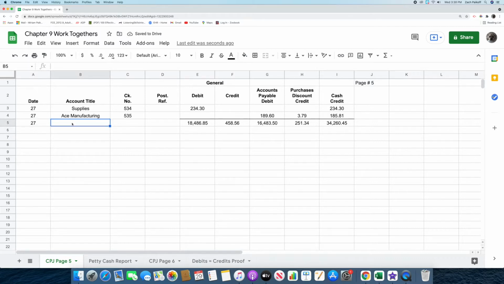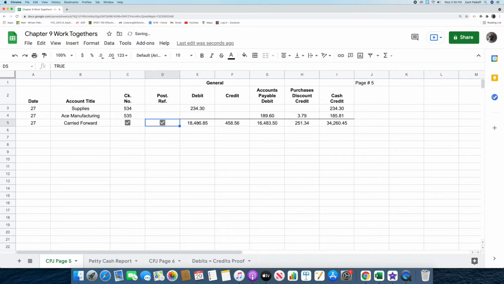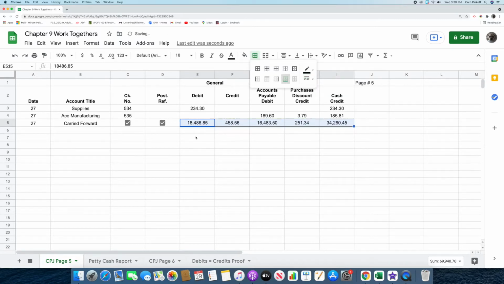After that, we're going to put in the words carried forward in the account title column. After that, we're going to place a check mark in the check number column and also the post reference column. And finally, we're going to draw a double line rule. Okay, so that is page 5 of the cash payments journal completed. Now we're going to be moving on to the petty cash report.